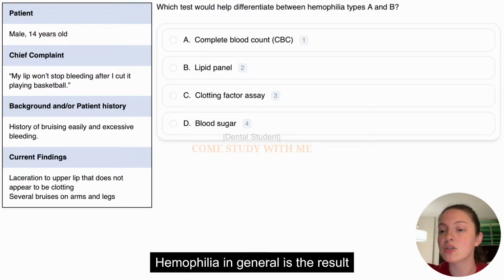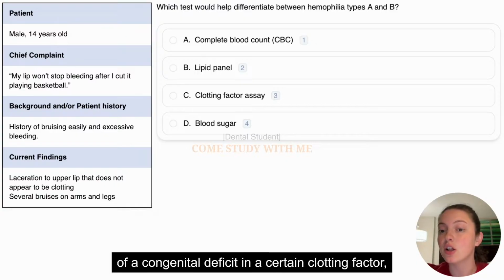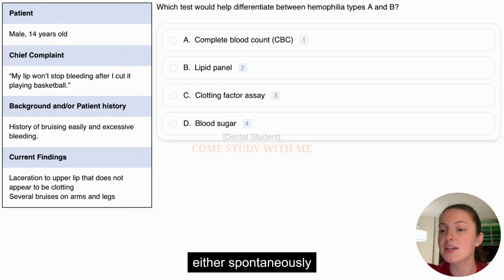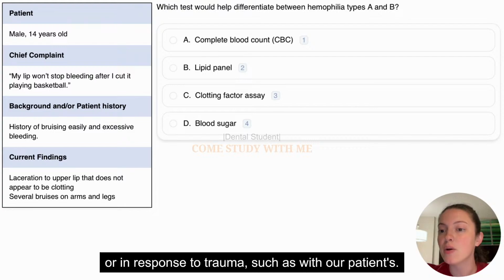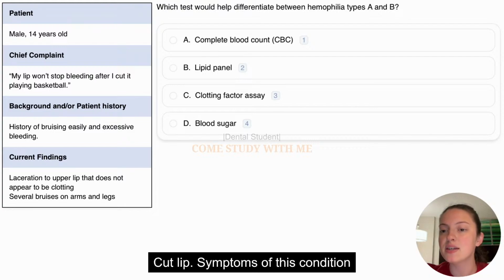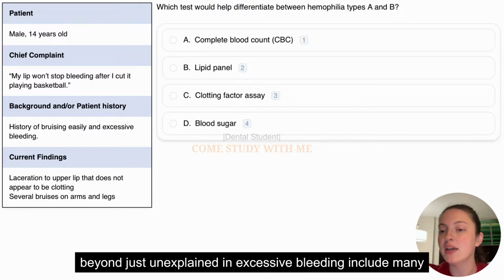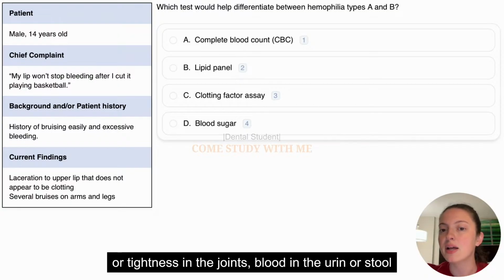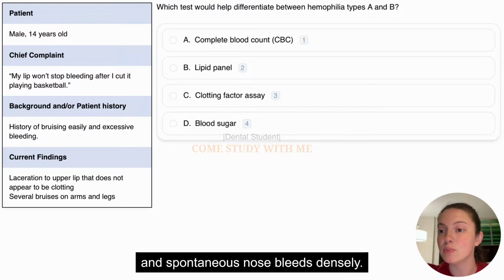Hemophilia in general is the result of a congenital deficit in a certain clotting factor, which manifests as prolonged and excessive bleeding, either spontaneously or in response to trauma, such as with our patient's cut lip. Symptoms of this condition beyond just unexplained and excessive bleeding include many larger deep bruises, pain, swelling, or tightness in the joints, blood in the urine or stool, and spontaneous nosebleeds.